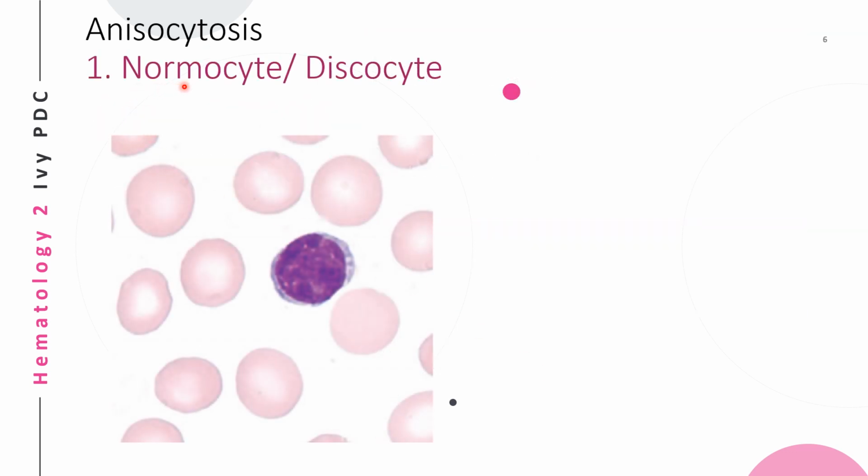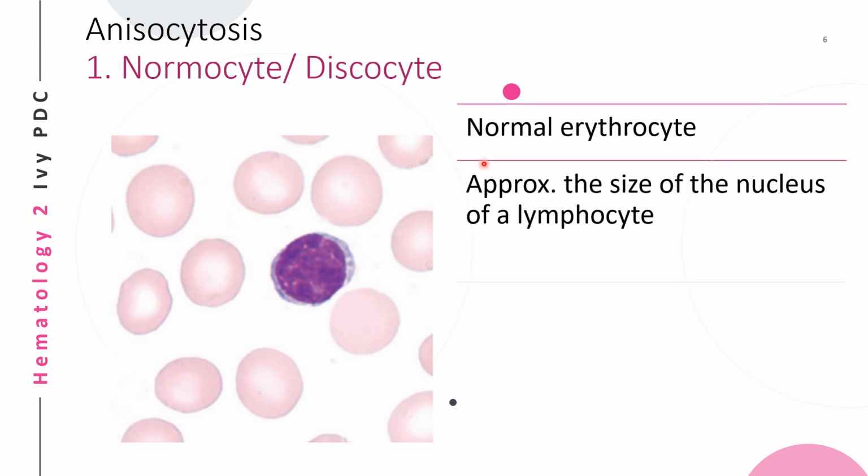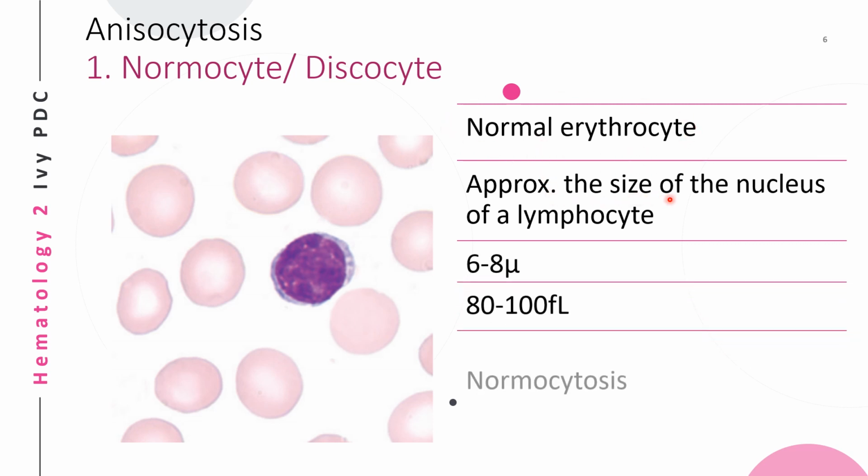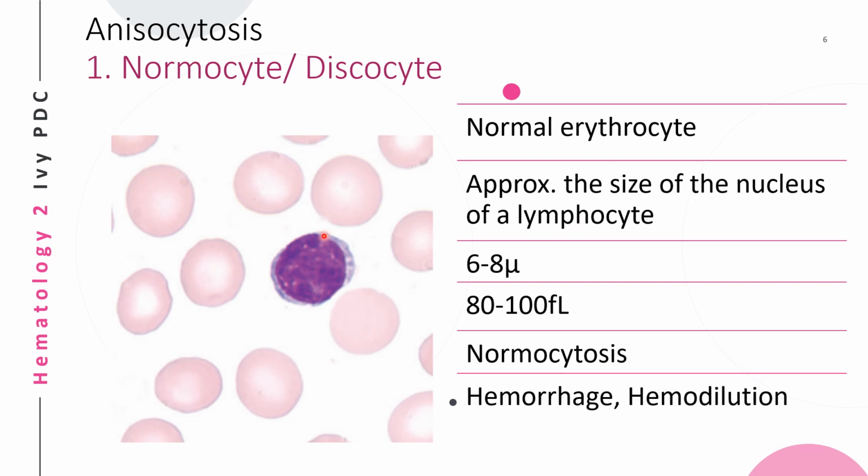The first one is normocyte, also known as discocyte. A normocyte or a discocyte is a normal-sized erythrocyte. It is approximately the size of the nucleus of a lymphocyte. This is a lymphocyte, and this is the nucleus of a lymphocyte. It is said that a normal RBC, as seen under the microscope, would be the same size as this nucleus. If we see the red blood cell beside it, it is approximately the same size as the nucleus of a small lymphocyte. Therefore, this red blood cell is considered as a normocyte.